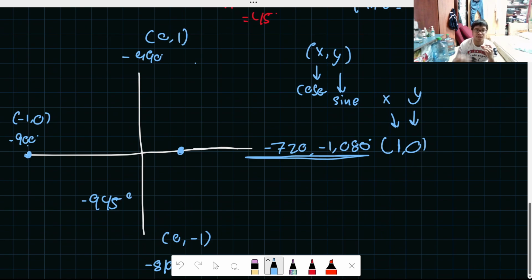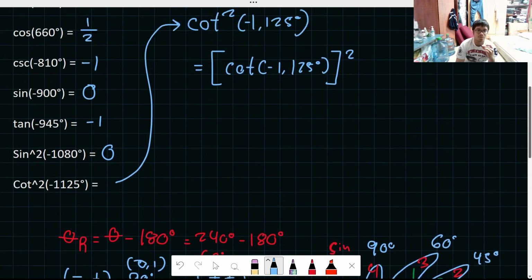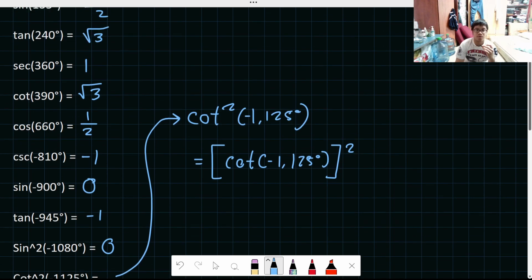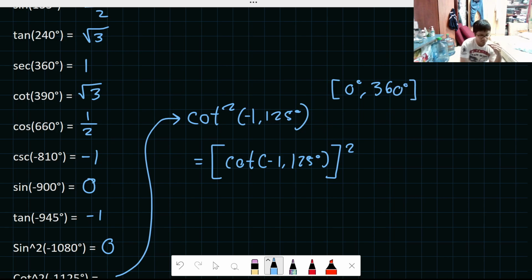But for the sake of time, I think it's better not to draw. Rather, what I'm going to do is find its coterminal angle. So I'll find the coterminal angle of this given angle, wherein it's between 0 degrees and 360 degrees. We're going to find its coterminal angle in that interval.